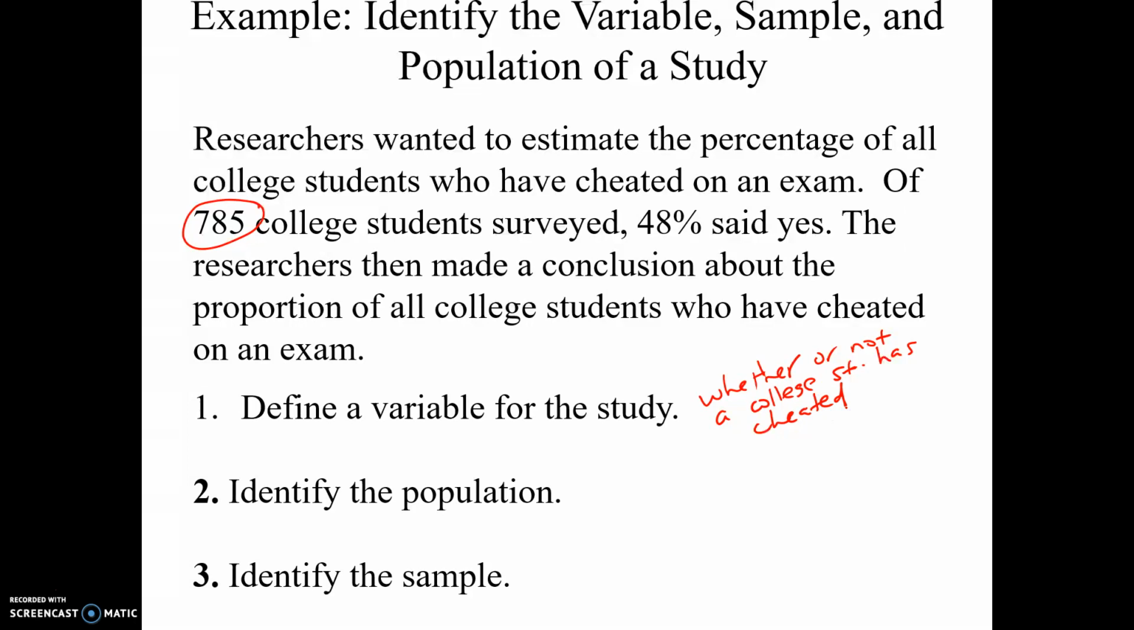So we would go to each of these 785 college students. We would ask them, have you cheated? Have you not cheated? They'll give a yes or no answer. The population, we're interested in drawing conclusions about all college students. Okay, but again, there are millions of college students around the US, so it's impossible to draw a conclusion about all college students. So instead, we have a sample of 785 students who were included in the study. Okay, this is a sample of college students. Sample means a small portion that will represent the bigger population.